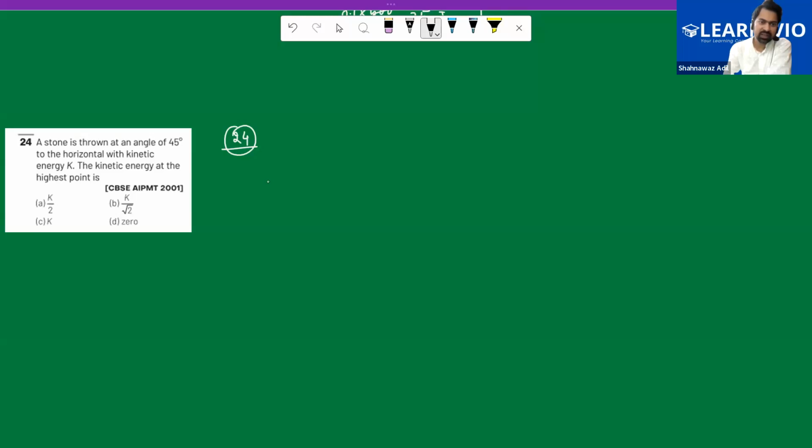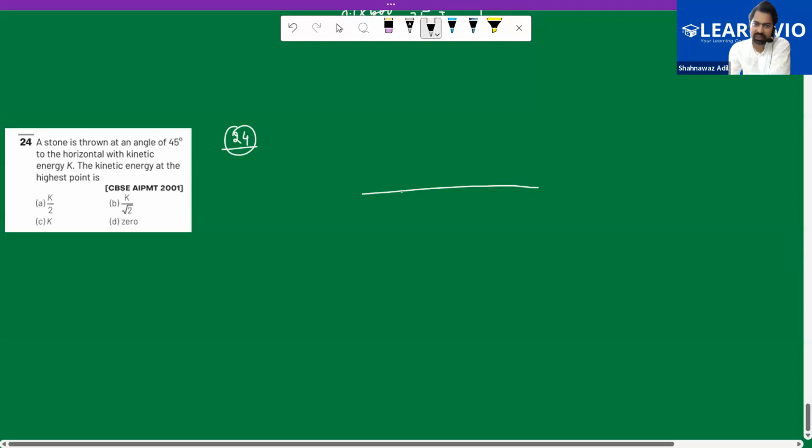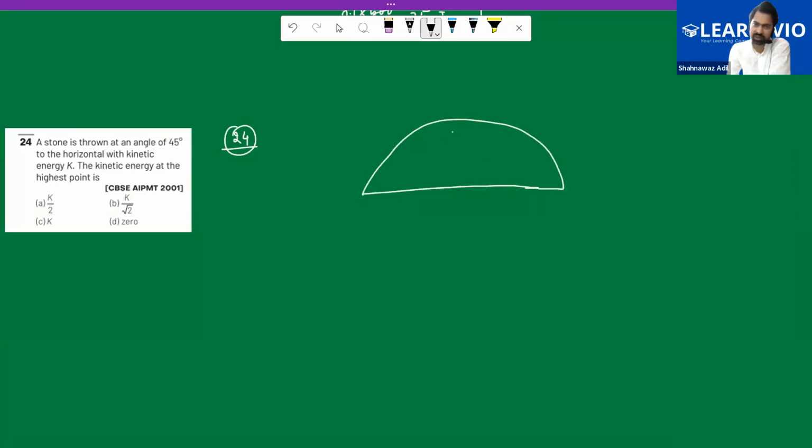Okay, so I was asking what kind of path this stone will follow if it is projected with some angle. This is projectile motion, right? So this will follow a parabolic path. This is the kind of path it will follow, right? And it is projected at a 45 degree angle, and its initial speed, let's say, is u.